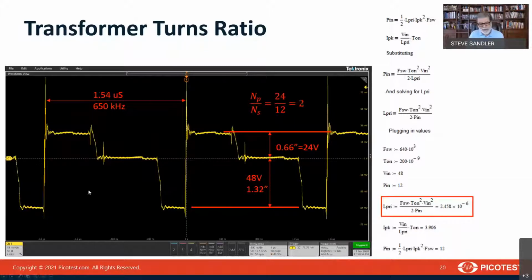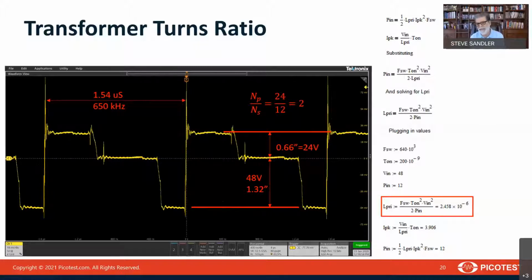Now, we do know that during the time that the switch is on, we apply the input voltage across the transformer. And then while the switch is off, we apply the flyback voltage across the transformer. After it's become depleted, it just zeroes out at the null point. And so here we can see the 48 volts from our input power supply, and here's the flyback voltage. The ratio of those two allows us to determine the flyback voltage, and that tells us that the turns ratio of the transformer is 2.